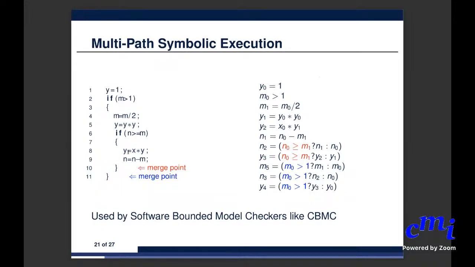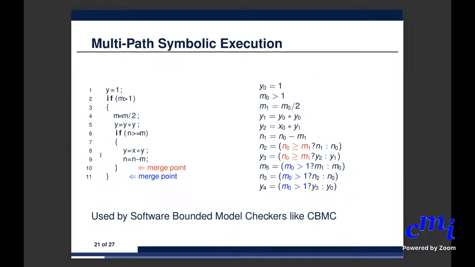So y and n are modified here, so there is a new variable n2, a variable to capture the value of the variable n, a new logical variable n2, a new logical variable y3, which is defined based on how this condition is true or false. Similarly, you get a merge point here, okay?